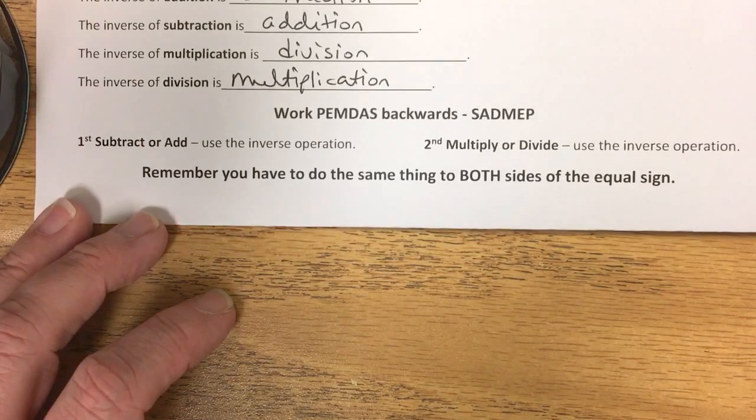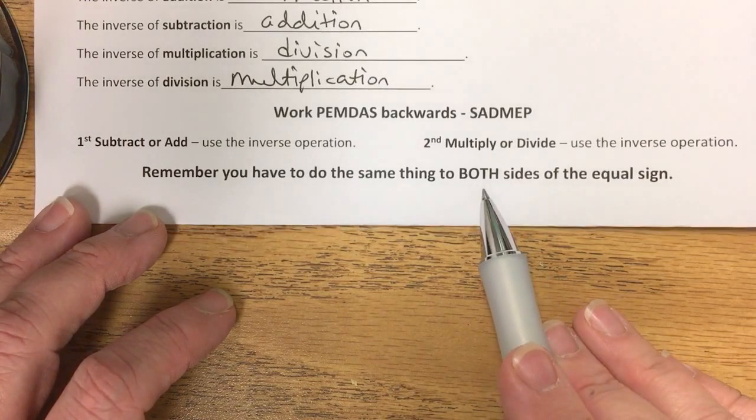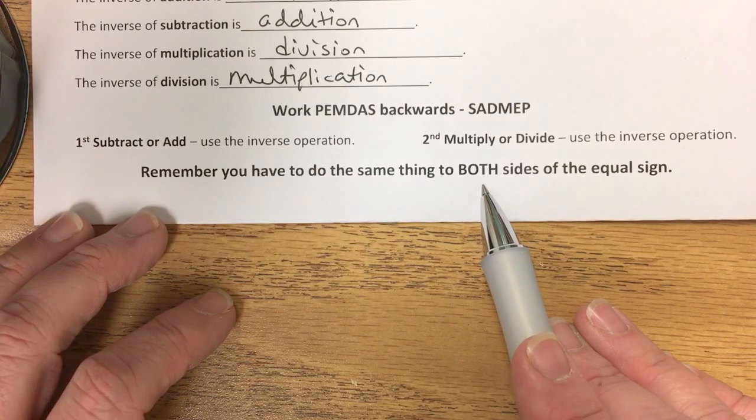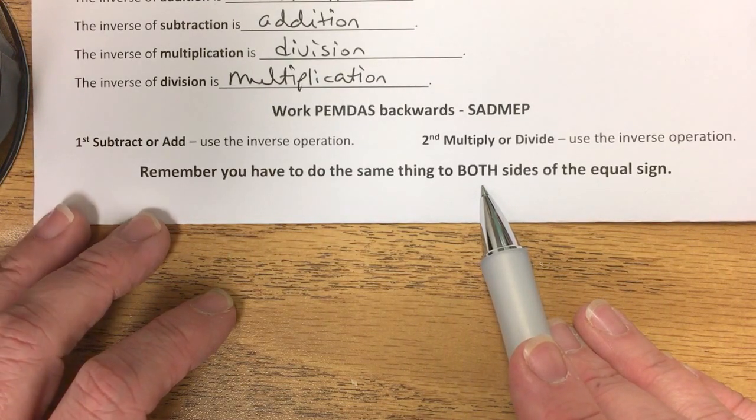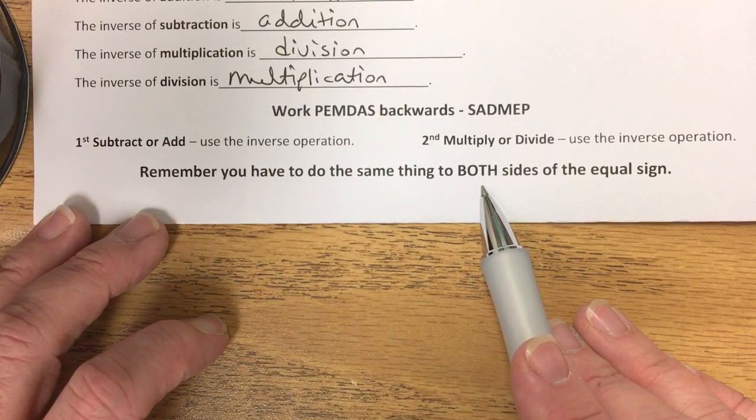Remember, you have to do the same thing to both sides of the equal sign. If you subtract from one side, you have to subtract from the other side. You have to keep your equation balanced.